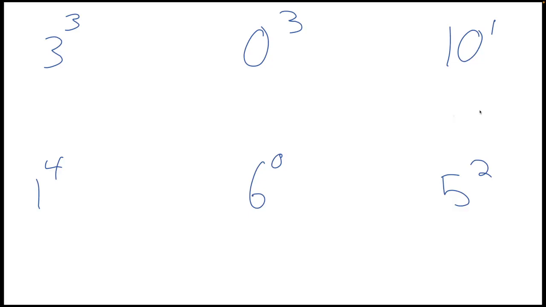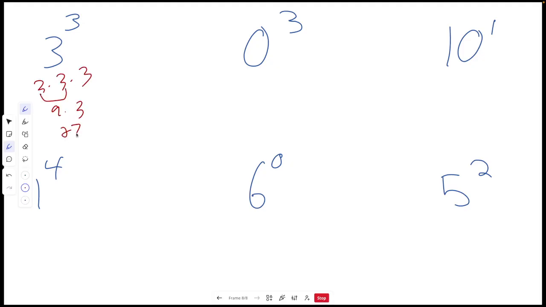Okay, now that you've had a chance to look at these problems, let's check your answers. 3 to the 3rd power is 3 times 3 times 3. That's 9 times 3, so that's 27. 0 to the 3rd power is 0 times 0 times 0. That's just 0. 10 to the 1st power, we said anything to the 1st power is just the base, so it's 10.